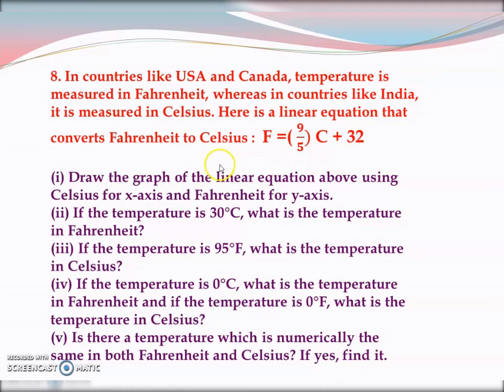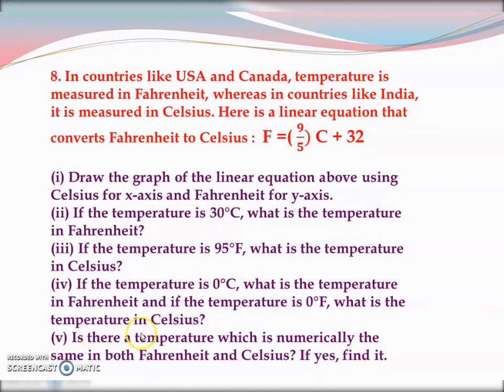So, using this equation, you have to draw the graph of the linear equation, taking Celsius on the x-axis and Fahrenheit on the y-axis. Then, if the temperature is 30 degrees C, what is the temperature in Fahrenheit? So, you have to do these conversions in the next parts. If the temperature is 95 degree F, then what is the temperature in Celsius? If the temperature is 0 degree, then what is the temperature in Fahrenheit?